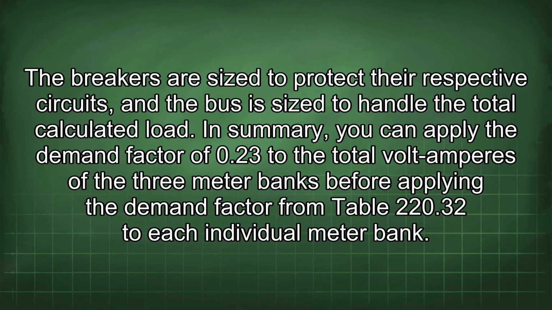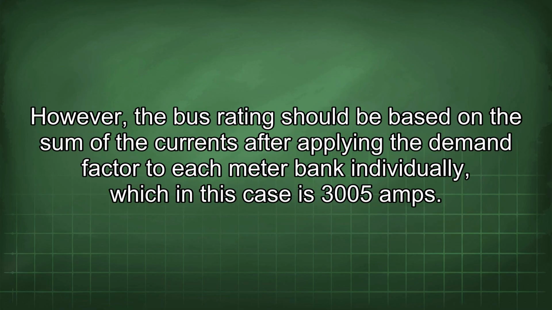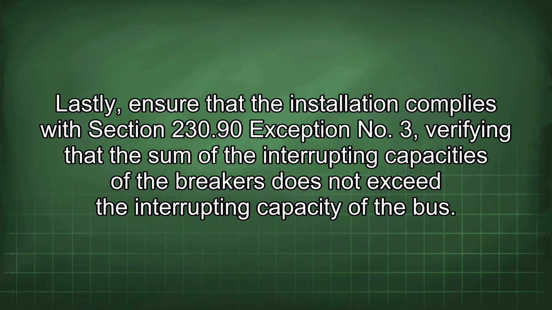In summary, you can apply the demand factor of 0.23 to the total volt amperes of the 3 meter banks before applying the demand factor from table 220.32 to each individual meter bank. However, the bus rating should be based on the sum of the currents after applying the demand factor to each meter bank individually, which in this case is 3005 amps. Lastly, ensure that the installation complies with section 230.90 exception No. 3, verifying that the sum of the interrupting capacities of the breakers does not exceed the interrupting capacity of the bus.